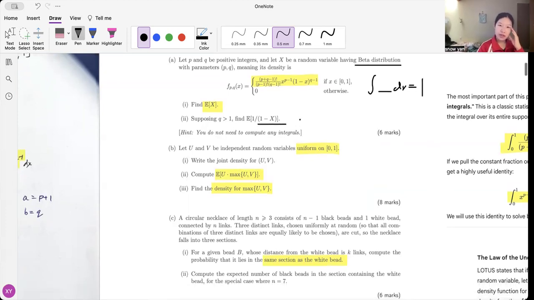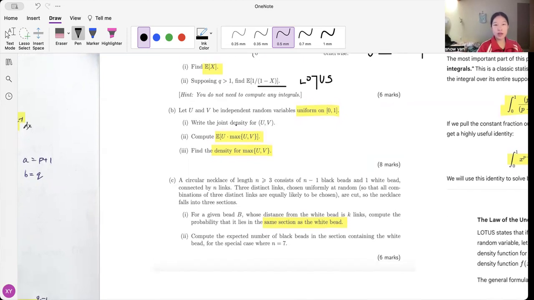Then the next takeaway is using LOTUS to simplify, basically making that a function. And then the joint density function, this is just independence. Breaking it down, this one is definitely two integrals, breaking it down into two cases, case one and case two. For density, you want to go from CDF to PDF. Differentiate.